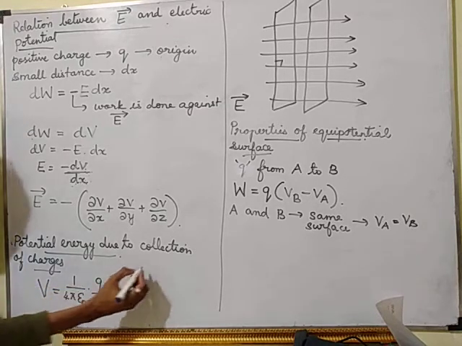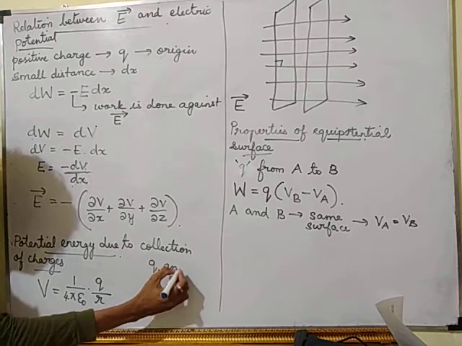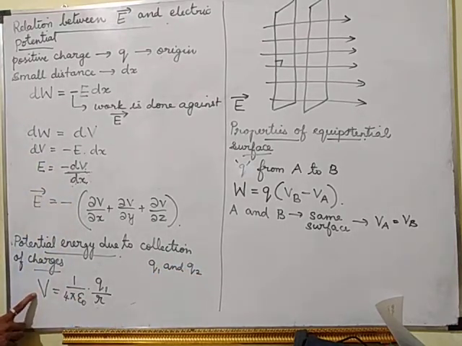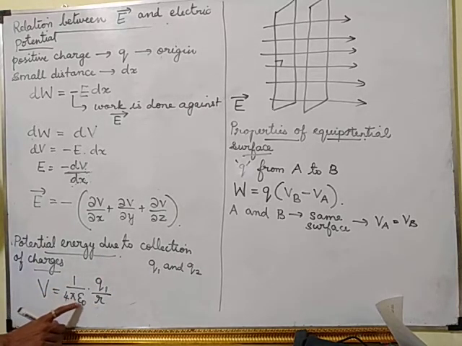Suppose there are two charges Q1 and Q2. The electric potential for the Q1 charge will be 1 by 4 pi epsilon naught Q1 by R.